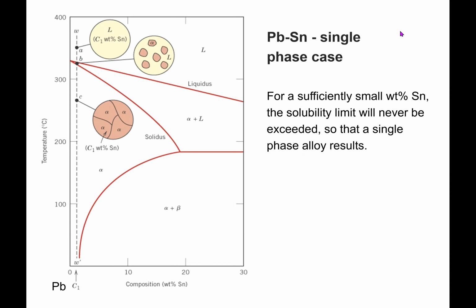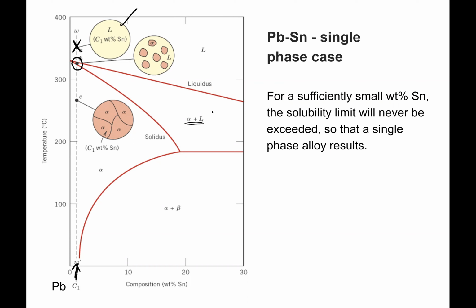So the first one we're going to look at is a case where we've got very little tin, mostly lead. We're way over here at maybe 1 weight percent tin, 99 weight percent lead alloy. So we start way up here in the liquid phase. If I was to sketch that, it'd be kind of boring, it'd just be liquid. Then as I cool down, I get a very small range of temperature in which I exist in this alpha plus liquid region.